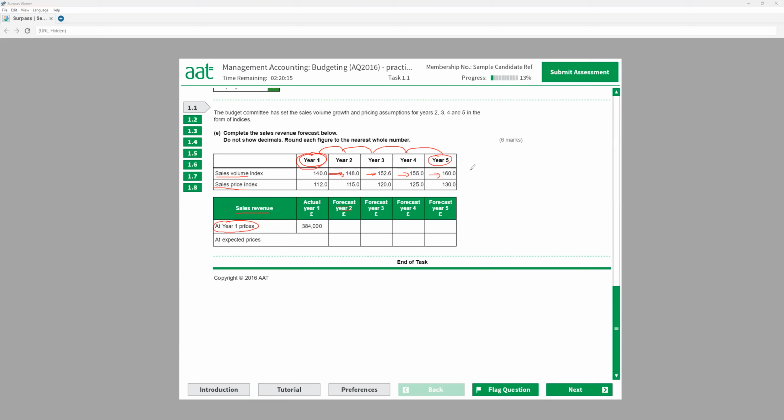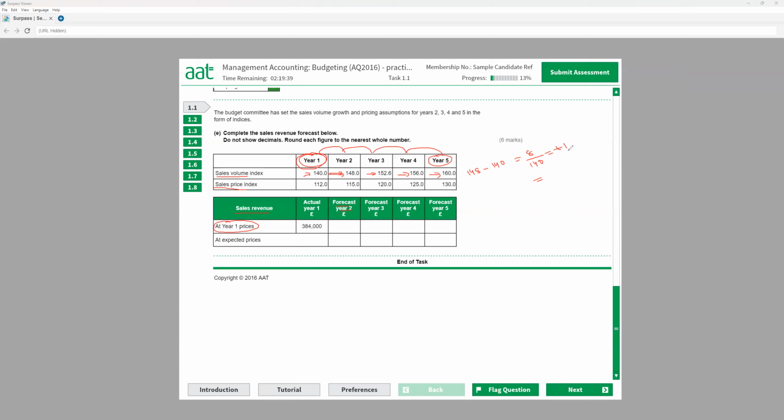So 148 minus 140, it is increased by 8, and divide by the base year. The base year is always 140, remember that. So we can see how much it is increasing: 8 divided by 140, and plus 1, always plus 1, because it shows how much it is increasing. So it is 1.057, increased by about 5.7%.